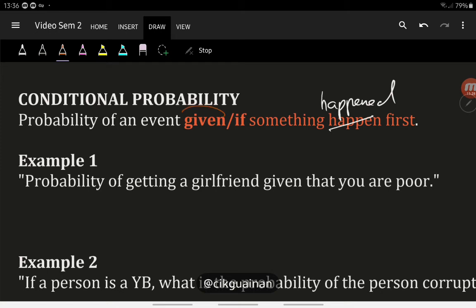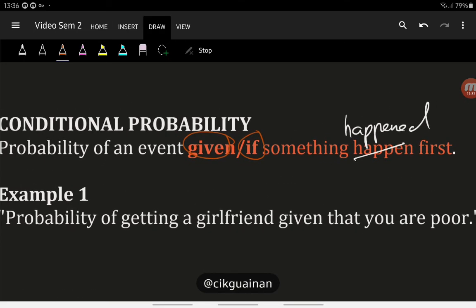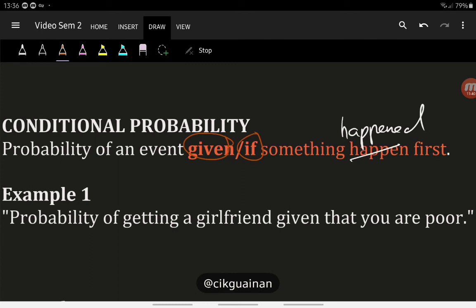First thing first, you find these two words, given or if, in the sentence, in the statement. For example, the first example: probability of getting a girlfriend given that you are poor. Where is the given? You see over here. And then you sketch this, you do this. Because you see the symbol, you get A and then this one. Now we figure out which one is on the right hand side and which one is on the left hand side. Easy, don't worry.